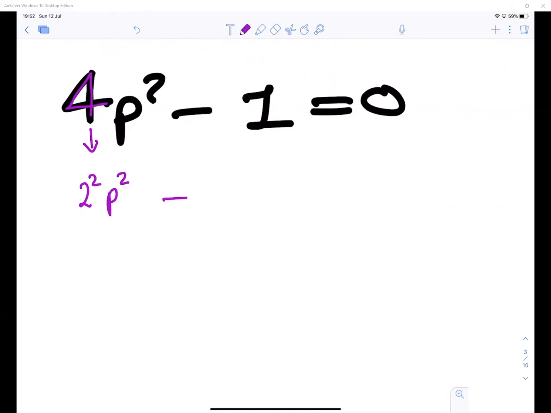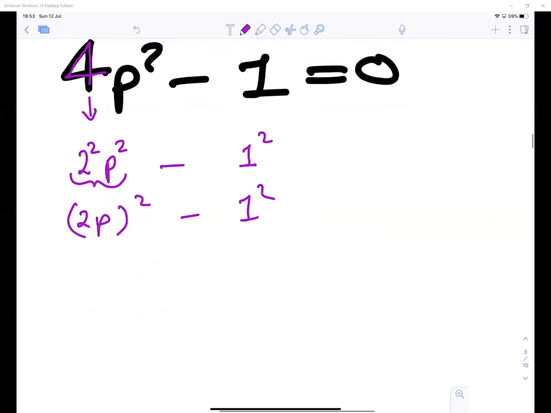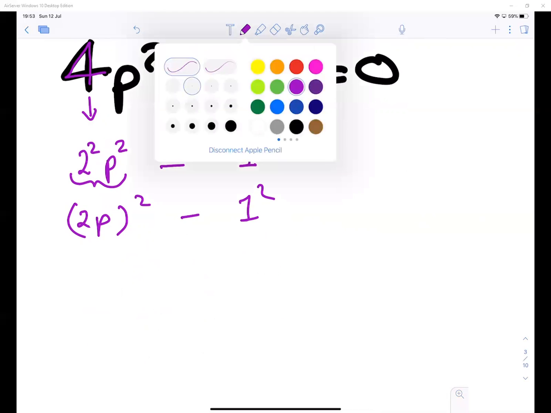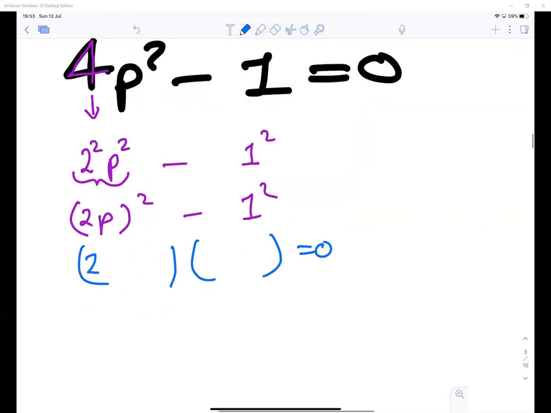Okay, what about 1? What is 1 as a square number? 1 squared. There you go. Now how do we simplify this 2 squared p squared? You write in brackets. Go on then. So it'd be 2p all squared minus 1. So what do we drop down now? Into the brackets. So it'd be 2p minus 1 and 2p plus 1.